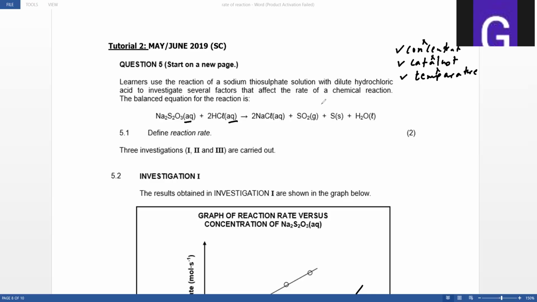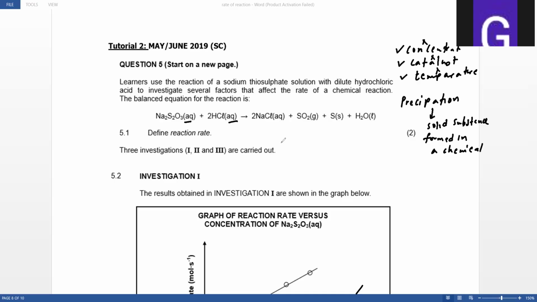Right, if you look at this, there's something that I said earlier about the color change in terms of precipitation. I said precipitation is a solid substance formed or produced in a chemical reaction. Formed in a chemical reaction.